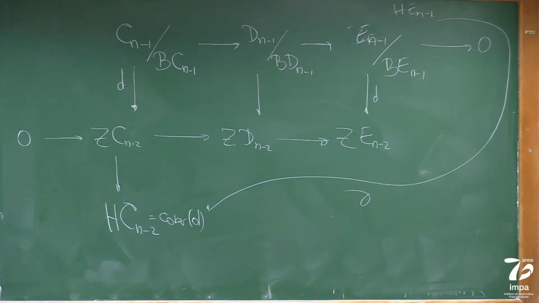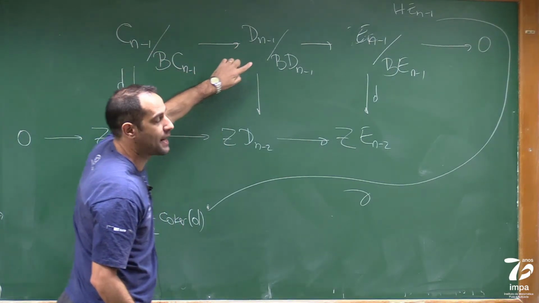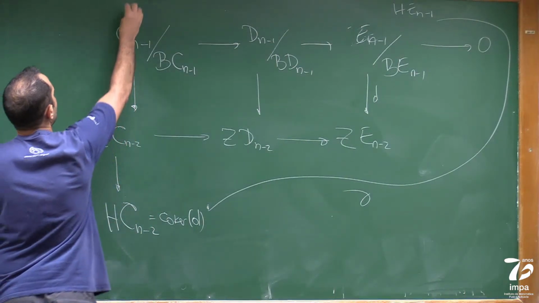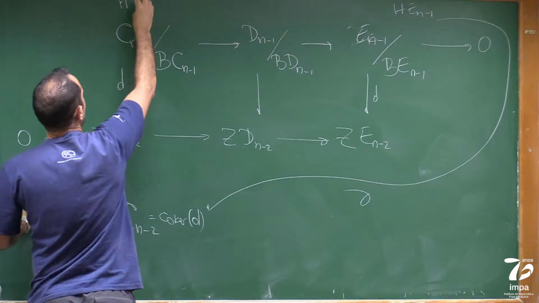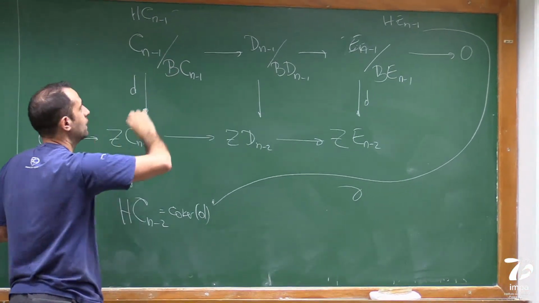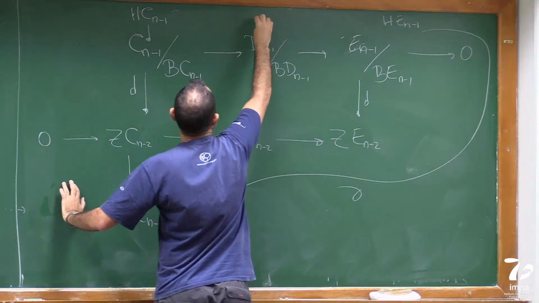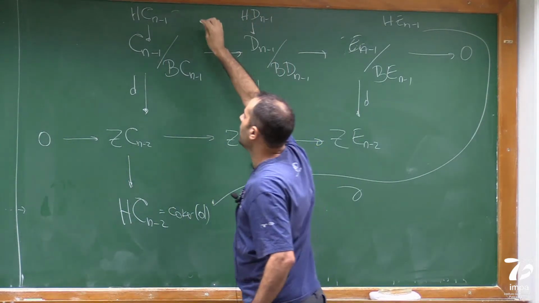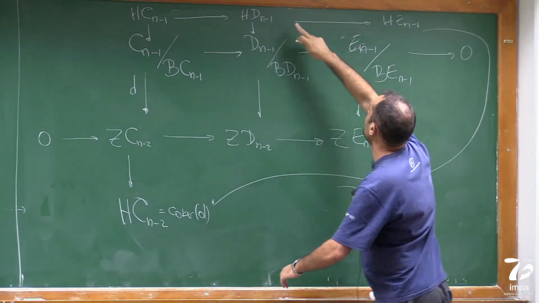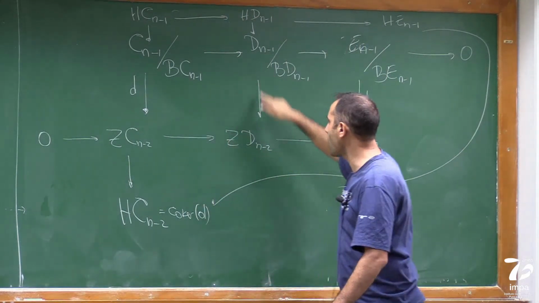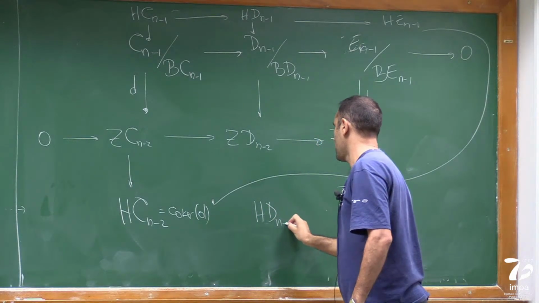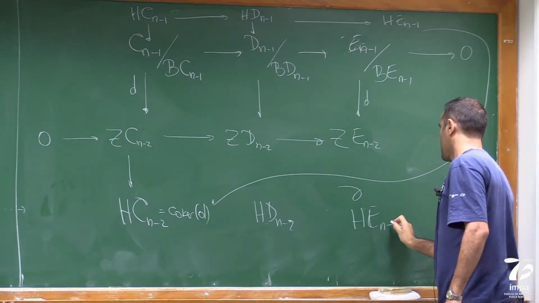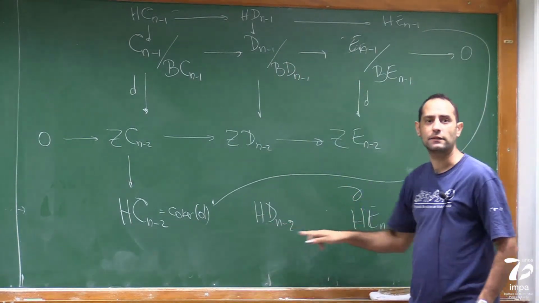So now I need to check what the other two kernels are. The kernel of this D is the homology of the complex C in degree n minus 1. The kernel of this map is the homology of the complex D in degree n minus 1. I have this map here and this map here. The snake lemma gave me this map here. The cokernel here is HD n minus 2, and the cokernel here is HE n minus 2, and this whole sequence is exact.